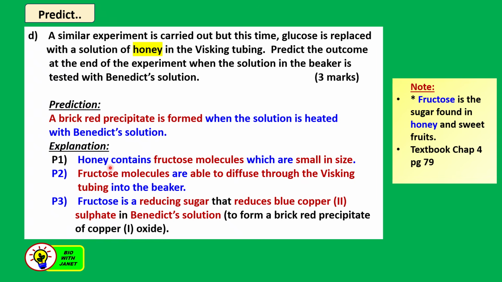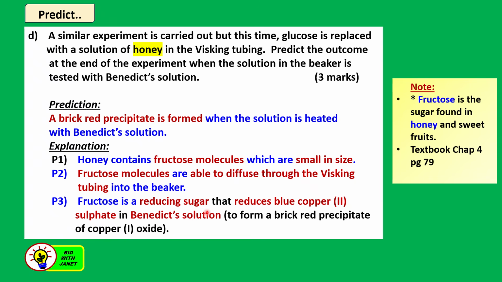Explanation. Honey contains fructose molecules. They are small in size. And the fructose molecules are able to diffuse through the Visking tubing into the beaker. So remember, we always talk about the small size and that is able to diffuse through the Visking tubing. Okay, same for glucose molecules. So the third point is related to the test.